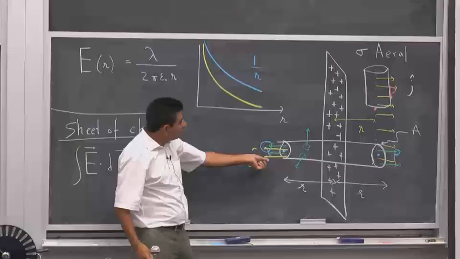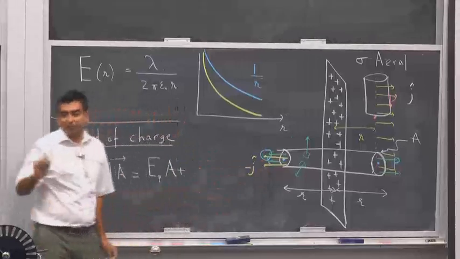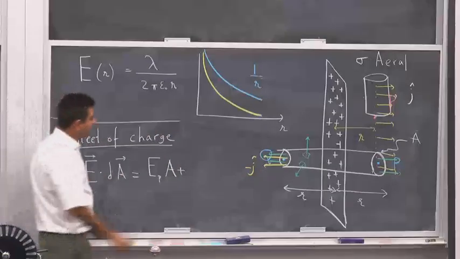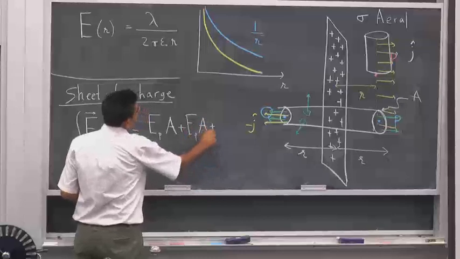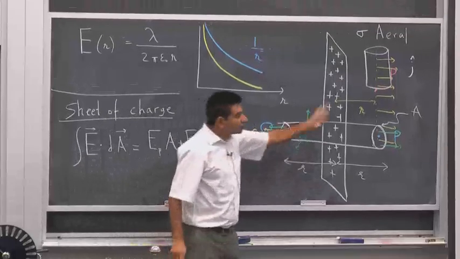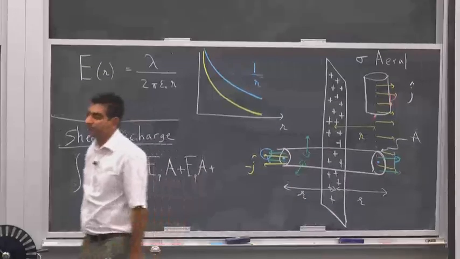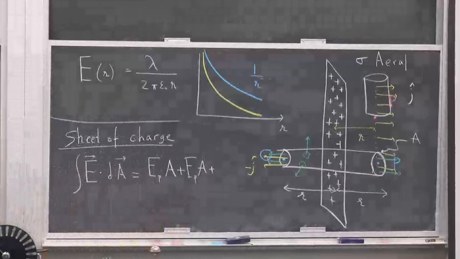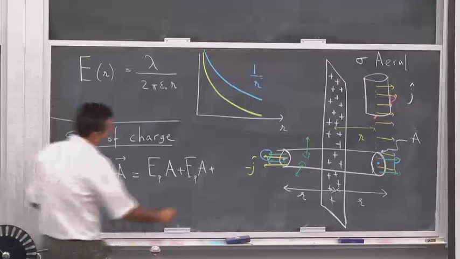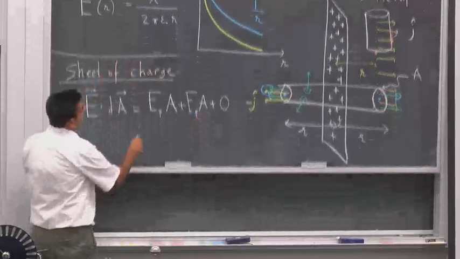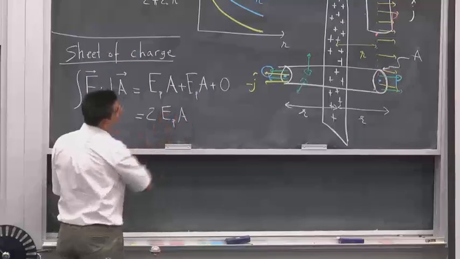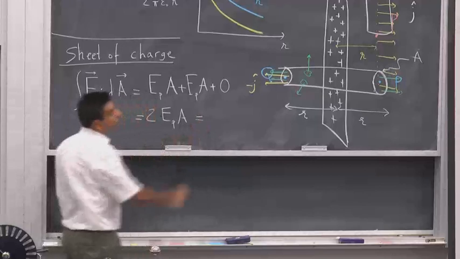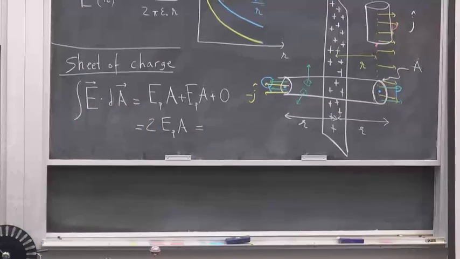Once again, locally the electric field is parallel to the unit normals. So I once again get EPA, and if I compute the local dot products on the curved surface, it's going to be 0. I add up all zeros, I get 0 again. Plus 0. This equals 2 times the electric field at point P into A. This must equal the charge enclosed over epsilon naught.